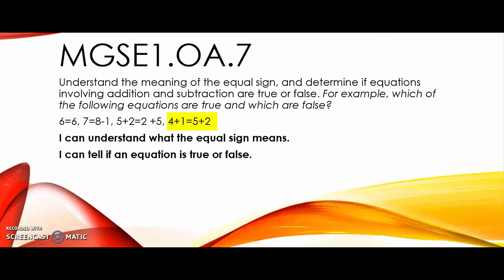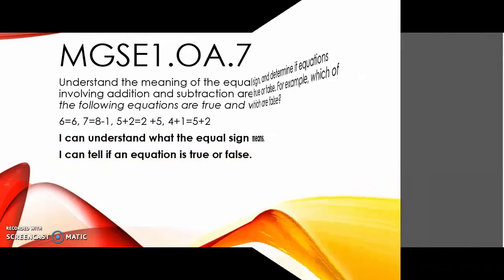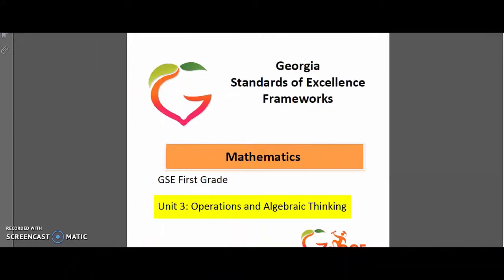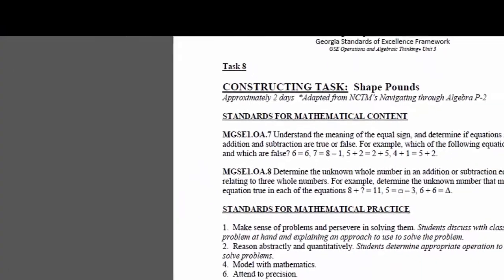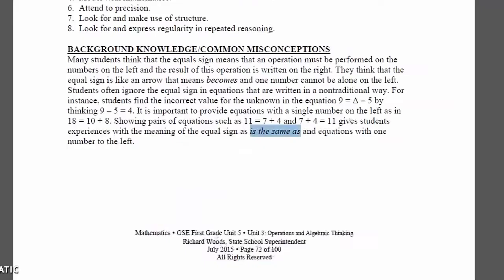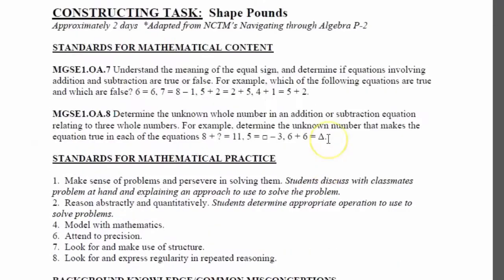plus 2. Some kid-friendly I can statements for this particular standard are: I can understand what the equal sign means. I can tell if an equation is true or false. This standard is listed in Unit 3, Operations and Algebraic Thinking. This task is a constructing task. Immediately when we look at this standard, we'll see the standard is listed here. Understand the meaning of the equal sign.